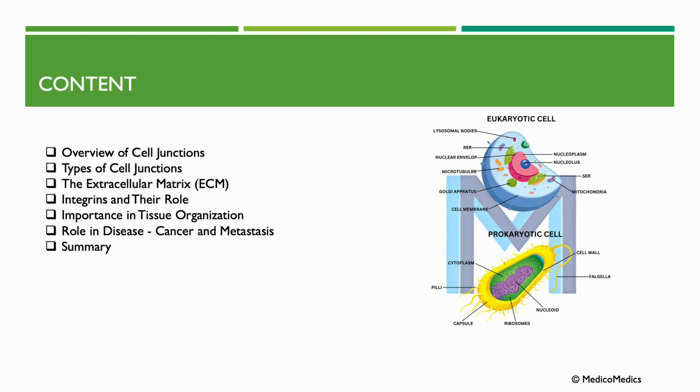So in this lecture, we will have an overview of cell junctions and discuss different types. We will talk about the extracellular matrix, integrins and their role, the importance in tissue organization, role in disease, and end with a summary.